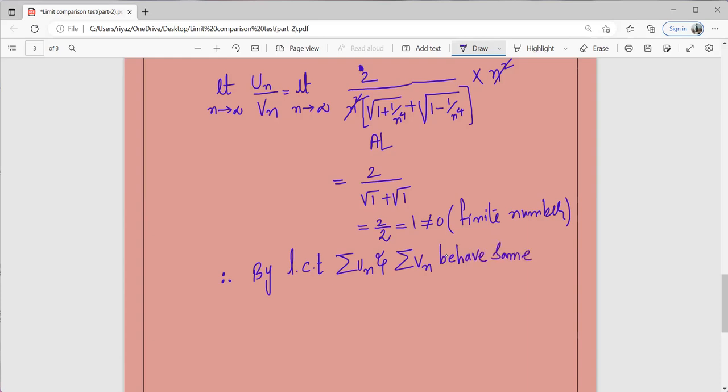Behave same, but summation vn is equal to how much it is? The value is 1 by n square. It means that if I am comparing with n to the power p, then we say that the p value is equal to 2, which is definitely greater than 1. So by p test, what do you say? Summation vn convergent. By p test summation vn convergent.